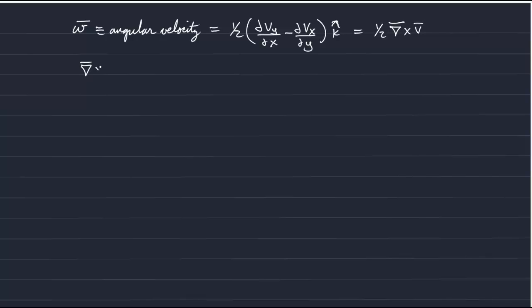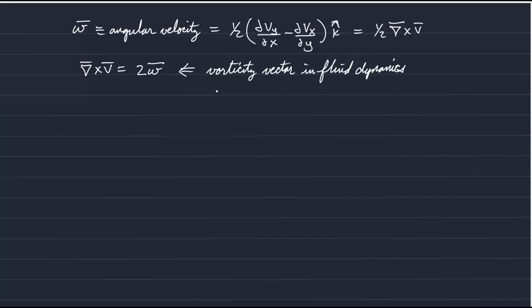So the curl of V is equal to twice the angular velocity. And in fluid dynamics, this is also referred to as vorticity. This is the vorticity vector. And it again gives the direction and magnitude of twice the angular velocity.